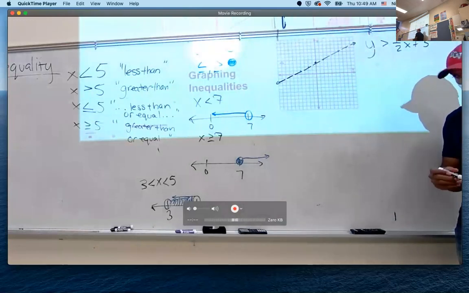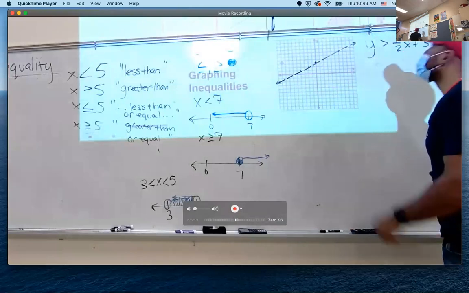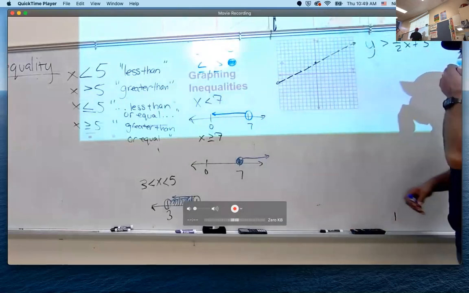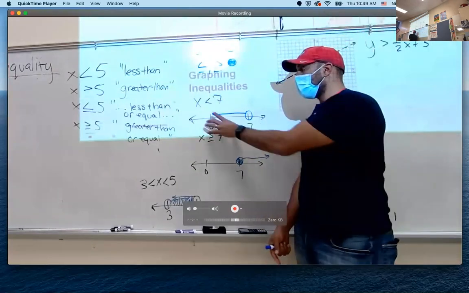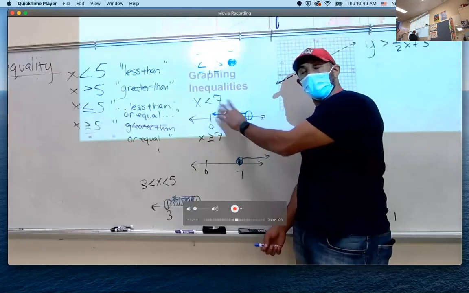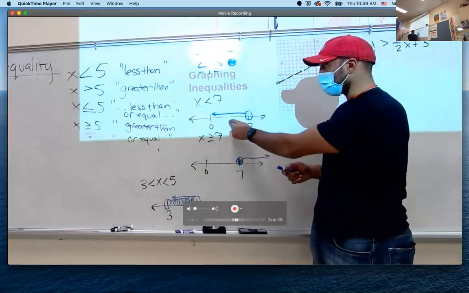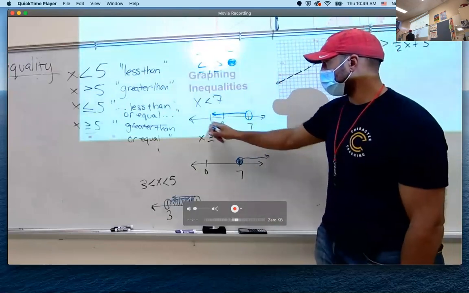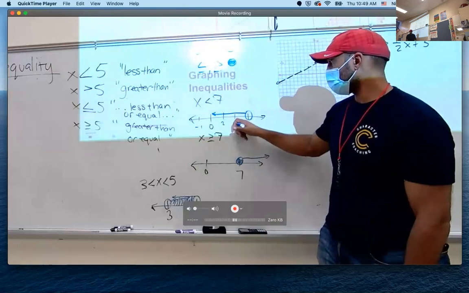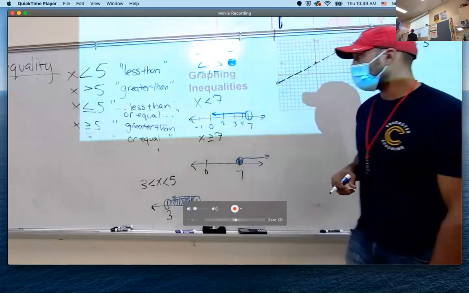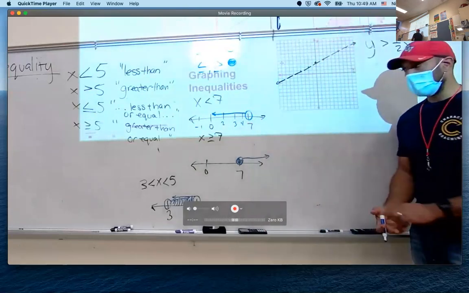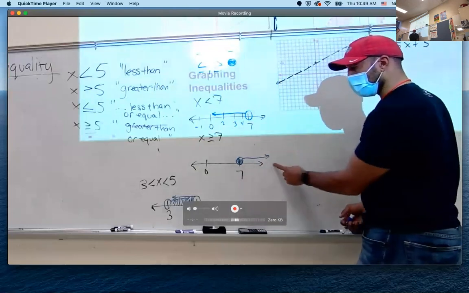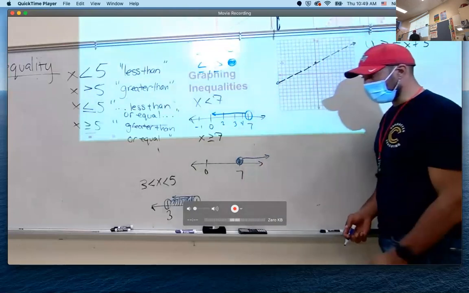Okay, the last part you have to do is the shading. Because remember over here we said, okay, the answer could be what? What could the answer be for this one? Anything less than 7. Yes, it could be 2, -1, 3, 4. Okay, anything less, right? Same thing here. It could be anything bigger. 8, 9, 10, 100, whatever.